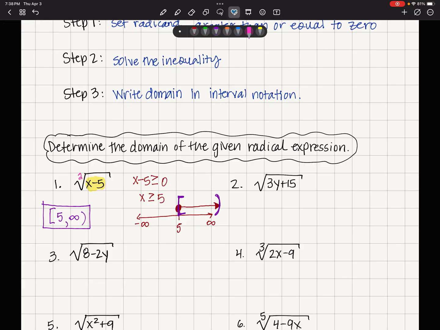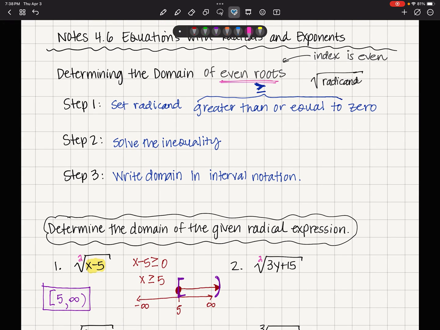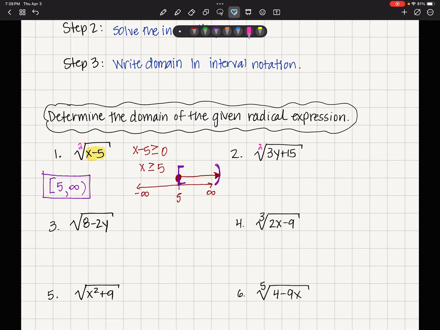Now, we have an even root again, and that's what we're looking for here, domains of even roots. And that's because they have restricted domains, because their radicand has to be positive, or it can be 0. So again, we're going to take that radicand, 3y plus 15, and set it greater than or equal to 0. Now I'm going to solve it. 3y is greater than or equal to negative 15. I'll divide both sides by a positive 3. And I get y is greater than or equal to negative 5.